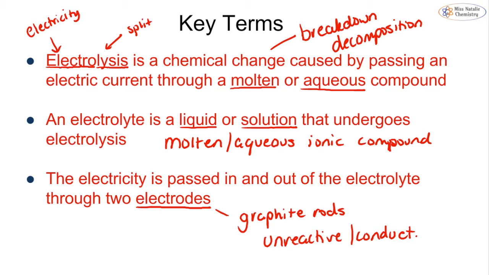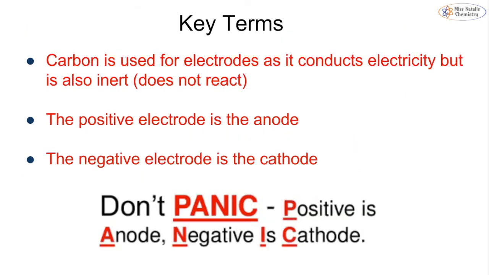They have to be able to conduct, but we don't want them to react with the substance that's undergoing the electrolysis. We solely want this decomposition to be because of the electricity, not because of anything else. So typically they are graphite. Sometimes you can get platinum rods as well. So as we said, the carbon in the form of graphite are typically used for your electrodes because they are inert.